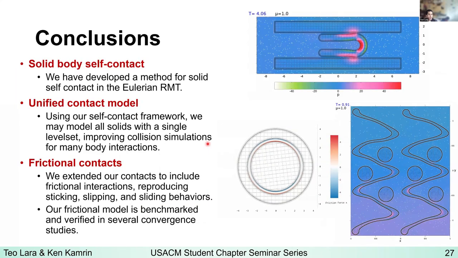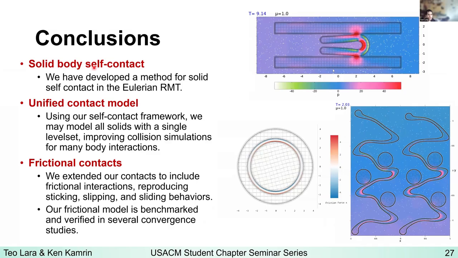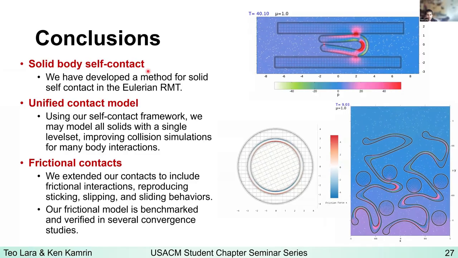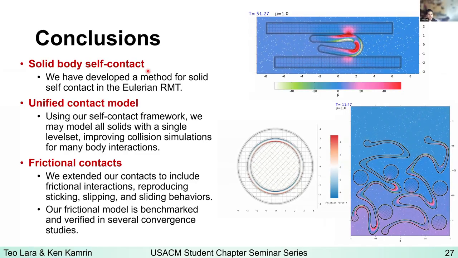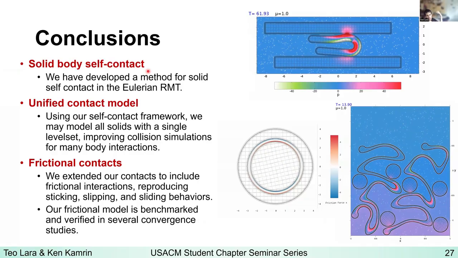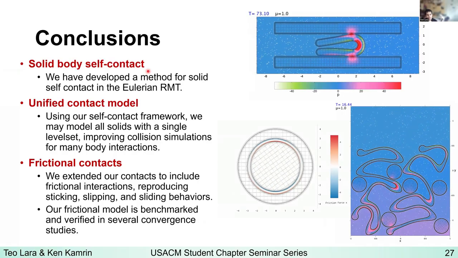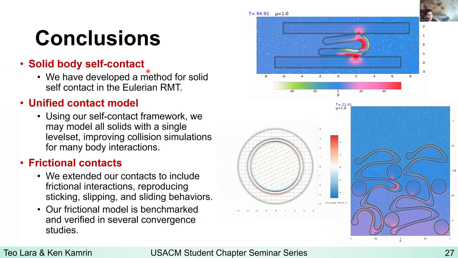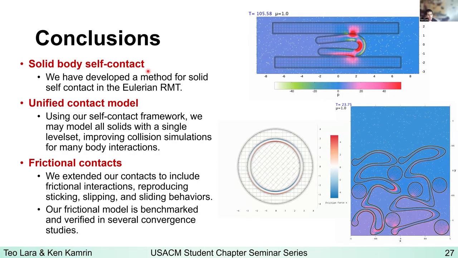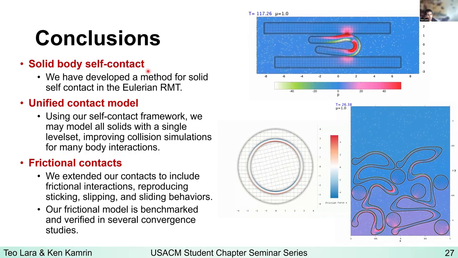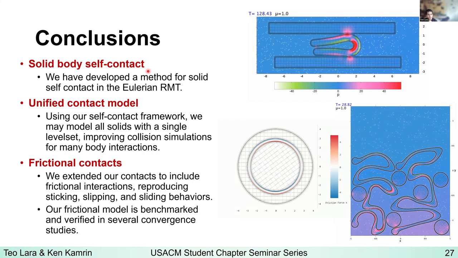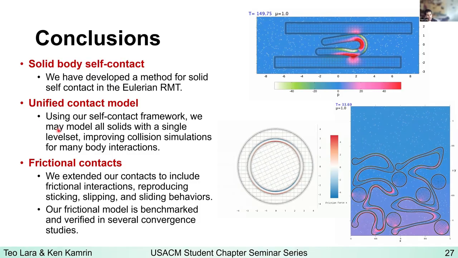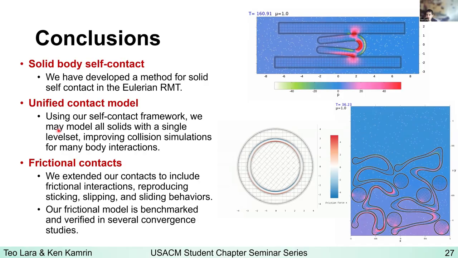So conclusions. We have developed a method for solid body self-contact, right? Extending the Eulerian reference map technique to be able to handle solid body self-contact. Using this self-contact model, we unify a contact framework to handle all bodies with a single level set field, right, which improves these collision simulations, especially for the case of many contacting bodies. And then we decided to add friction to our contacts, right, extending our model to reproduce the sticking, slipping, and sliding behaviors of contacting bodies. And we benchmark our frictional model against several test cases and convergence studies.